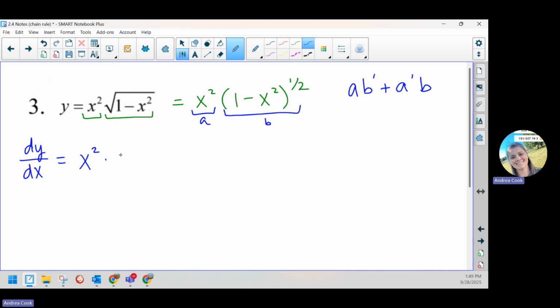times, now the derivative of b, we bring the 1/2 down, subtract 1, times, we have to look inside and find the derivative of 1 minus x squared, which would be negative 2x, plus the derivative of a, which is just 2x. There's no chain rule. There's no function inside of a function. And then times b.